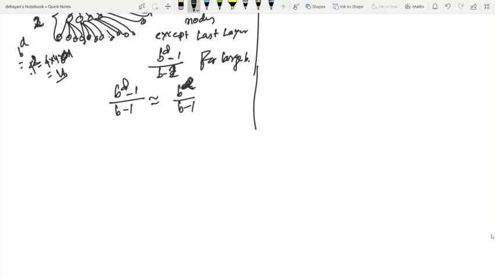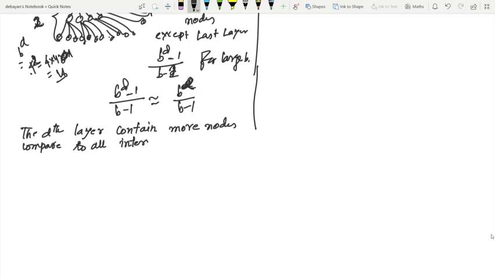So the thing is that the dth layer contains more nodes. That is the important observation: the dth layer contains more nodes compared to all internal nodes of the tree.